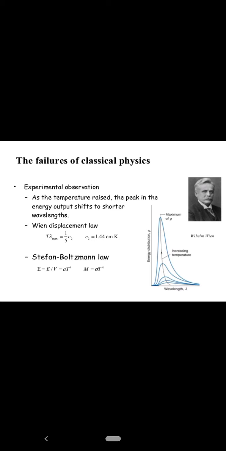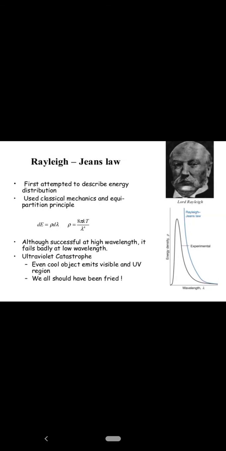There were two laws given. The first one is Wien's displacement law. The statement of Wien's displacement law is: T lambda max is equal to C2 upon 5, where C2 is a constant whose value is 1.44 centimeter Kelvin. And the Stefan-Boltzmann law, according to which E is equal to sigma T to the power 4, or I can write M is equal to sigma T to the power 4.